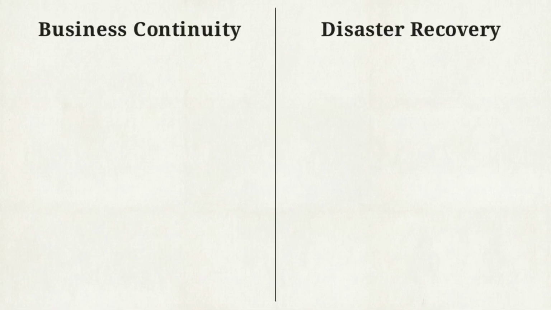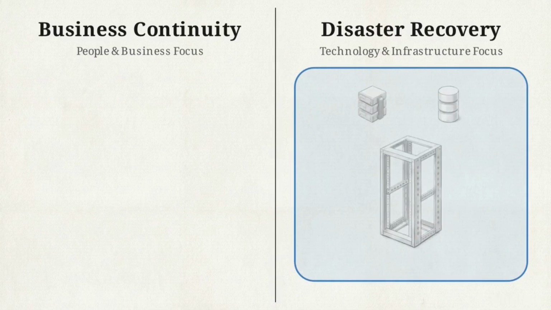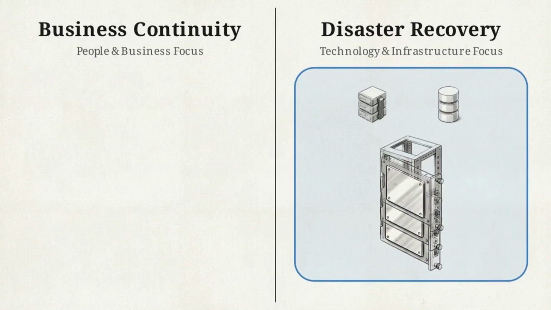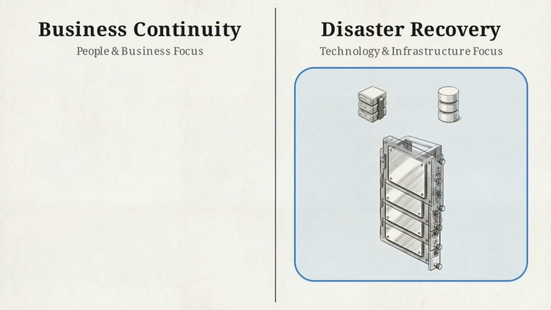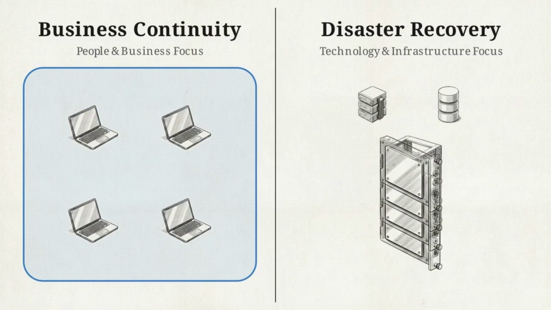Answering that question requires two distinct disciplines. Disaster recovery, or DR, is the specific tactical process of restoring IT infrastructure, applications, and data after a disruptive event. It focuses entirely on bringing the technology back online. Business continuity, on the other hand, keeps the business operating. While disaster recovery rebuilds the servers, business continuity might involve moving your staff to a temporary building so they can continue working during the outage.